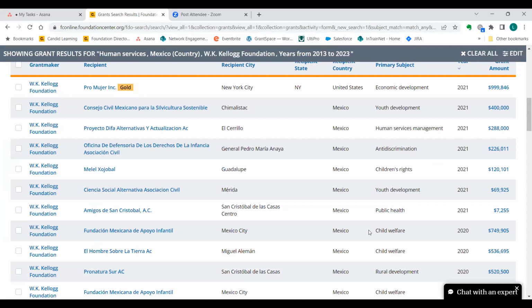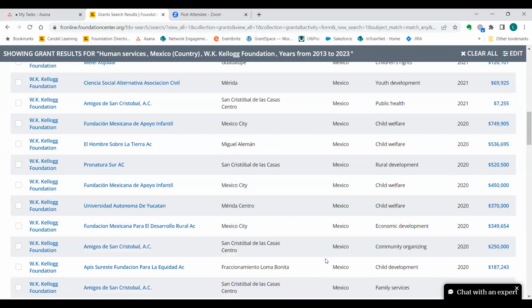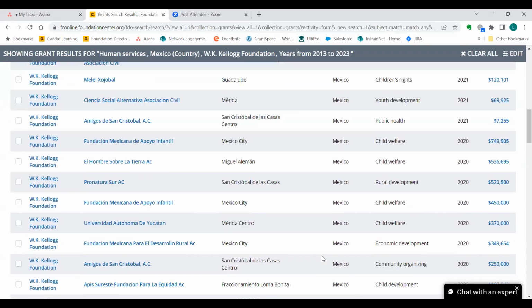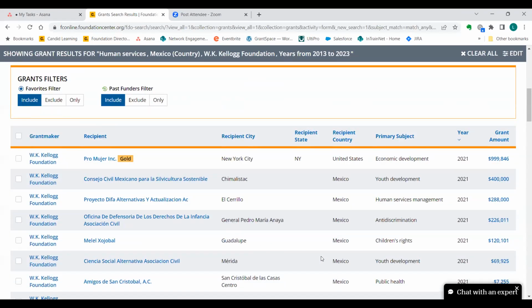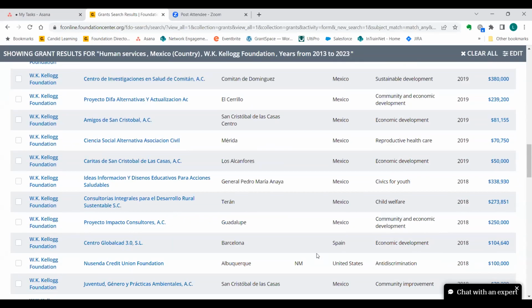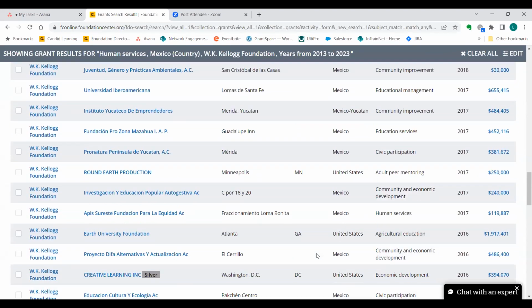So when people are evaluating whether a funder is good for them or not, this is one of the things to look at. Are they giving to a variety of organizations, or do they just have one or two pet projects? Are they giving directly to organizations in Mexico, or are they giving to organizations that re-grant in Mexico? And these are some ways that you can tell by looking at this. So Kellogg is a funder that gives more directly to more groups in Mexico.